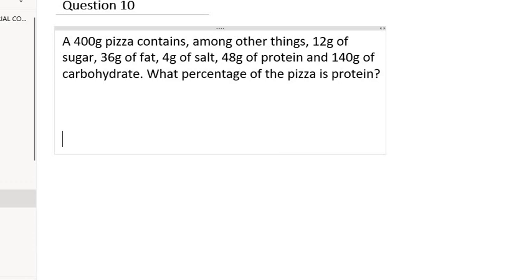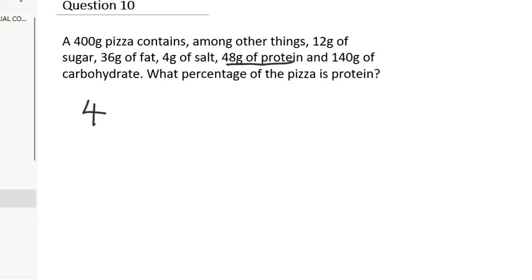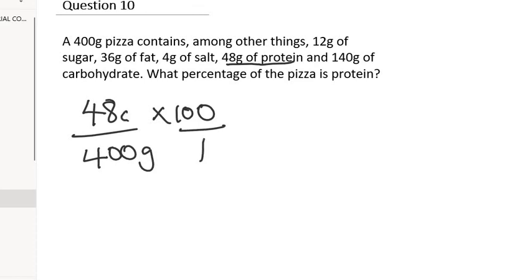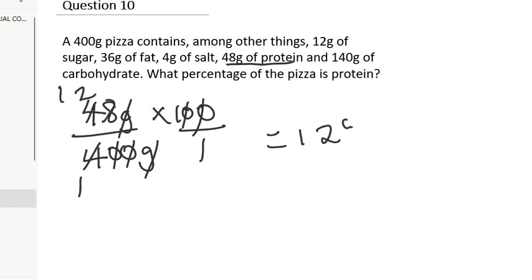Question 10. A 400-gram pizza contains, among other things, 12 grams of sugar, 36 grams of fat, 4 grams of salt, 48 grams of protein, and 140 grams of carbohydrate. What percentage of the pizza is protein? Protein is 48 grams. So it will give us 48 divided by the total mass of the pizza, which is 400 grams, times 100/1. Grams cancel grams, 0 cancels 0. 4 here 1, 4 into 4 1, 4 into 8 2. So the answer will be 12%.